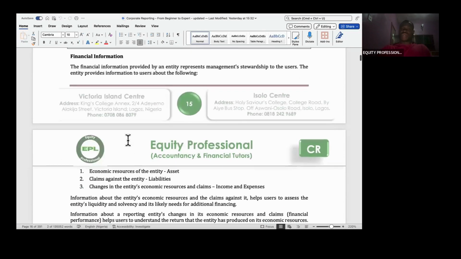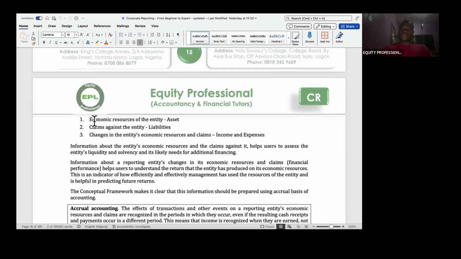So what is the financial information itself? According to the conceptual framework, number one, they are economic resources of the entity, which is the assets of the entity. Number two is claims against the entity, which are the liabilities of the entity. And number three is changes in the economic resources and claims. Changes in the economic resources is like changes in your assets and changes in your liabilities. That's your income and expenses. And that is the financial information that is provided to users.